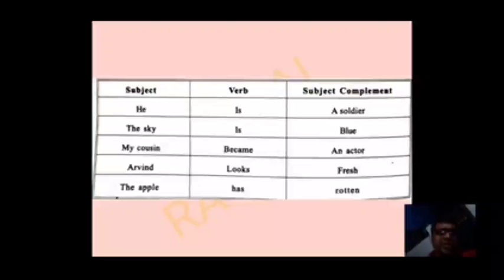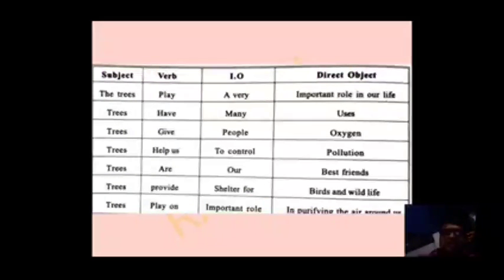The sky is blue. How is the sky? The sky is blue. Blue is an adjective and it is the complement here. My cousin became an actor. What is his quality? Actor is his quality. Aravind looks fresh. Here fresh is an adjective and it is the subject complement. The apple is routine. Routine is also an adjective here.